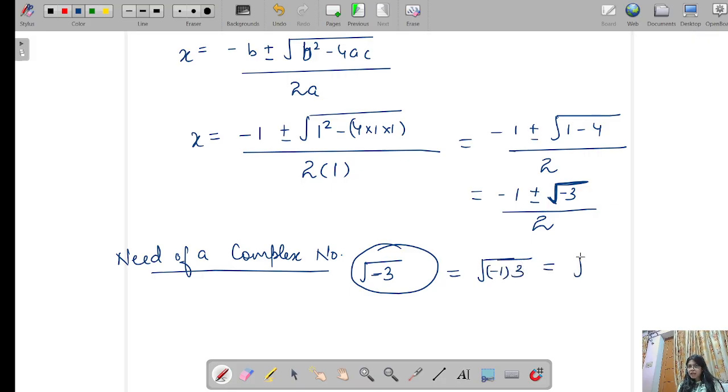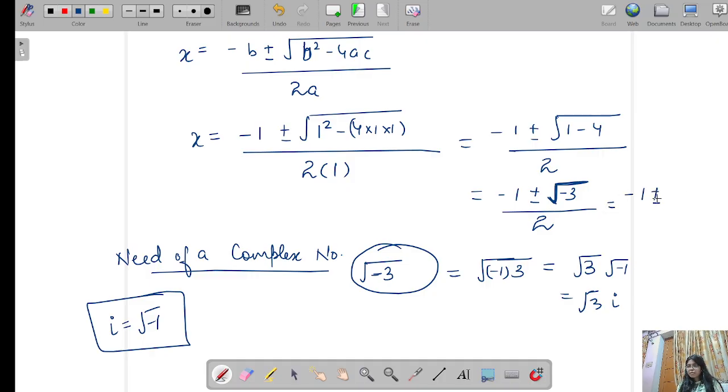Alright. And this as well. Now, I am going to write iota in place of root minus 1. We denote iota as this. Okay, now I can use it here. In place of root minus 3, I can write it as this. So I am able to solve using the complex number. Okay, so this was it.